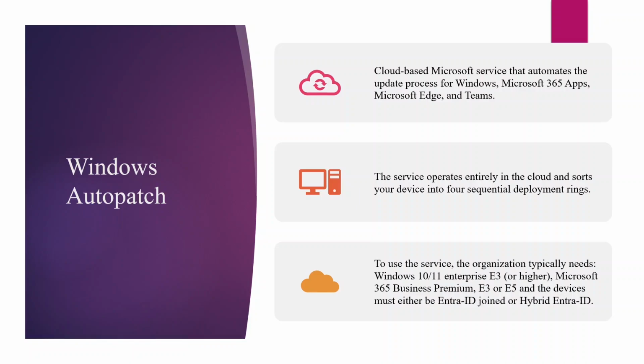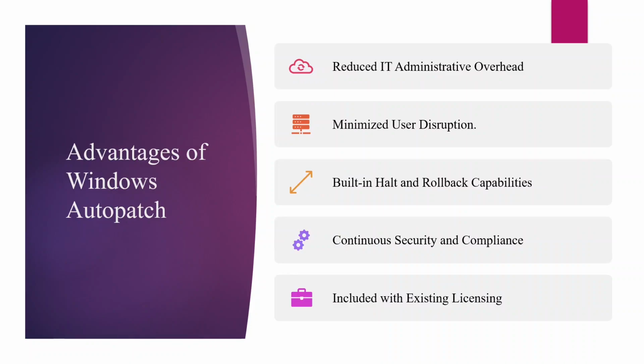But Windows Autopatch is heavily dependent upon licenses, such as Windows Enterprise E3 or higher, Windows 365 Business Premium, or Windows 365 E5, and the devices should be Microsoft Entra joined or hybrid Entra joined for being able to use the Windows Autopatch feature. Let us now look into a few advantages of Windows Autopatch.